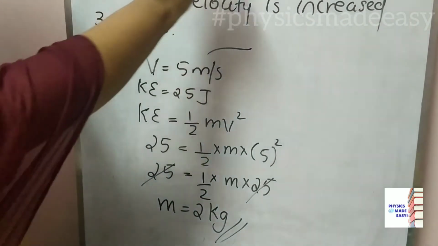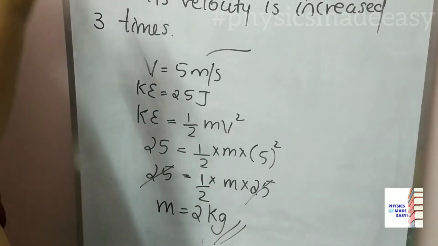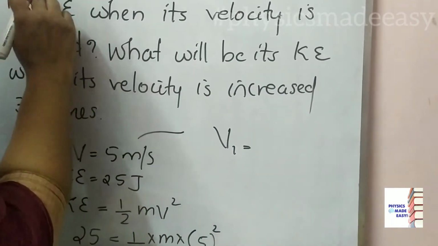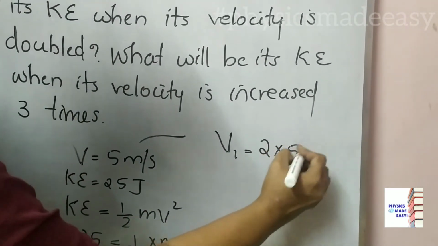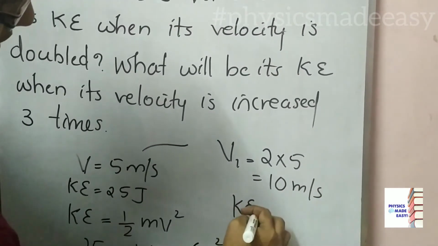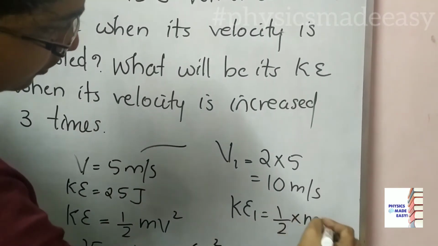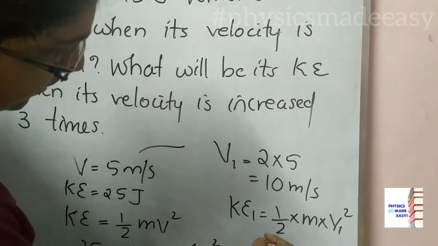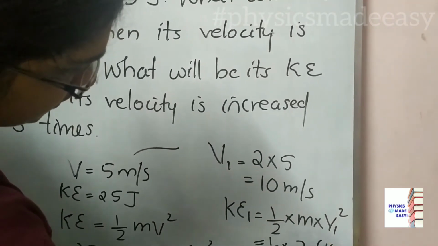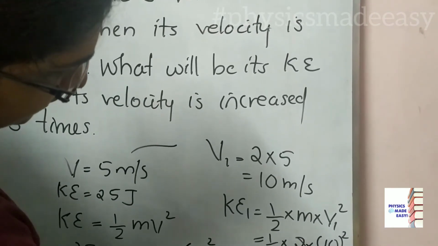Then it is given, what will be its kinetic energy when its velocity is doubled. Here the velocity is doubled means velocity becomes 2 into 5, that is equal to 10 meter per second. And what is the kinetic energy that time? Half into m into v1 square. So we can write half into what is the mass? 2 into 10 the whole square. 2 and 2 you can cancel. That is equal to 100 joule.